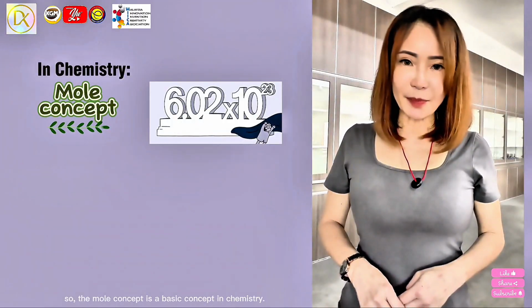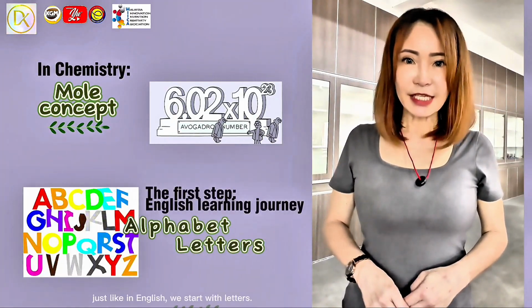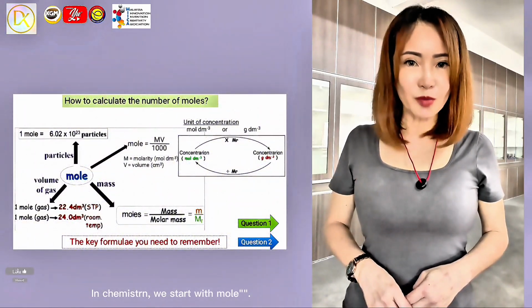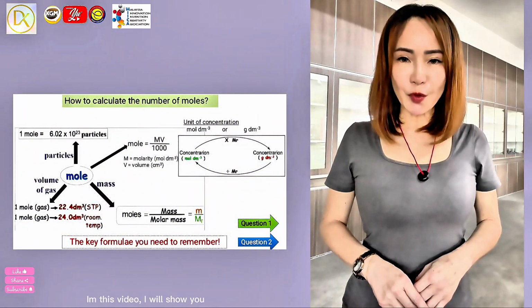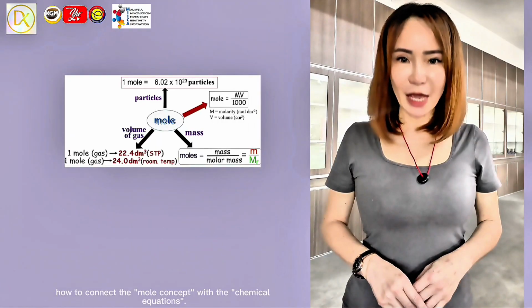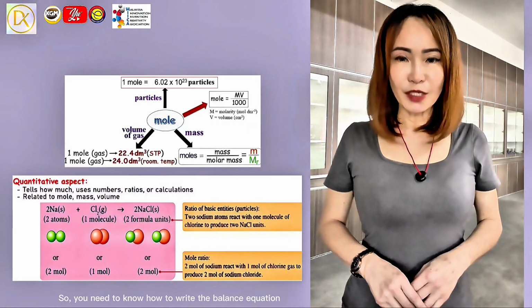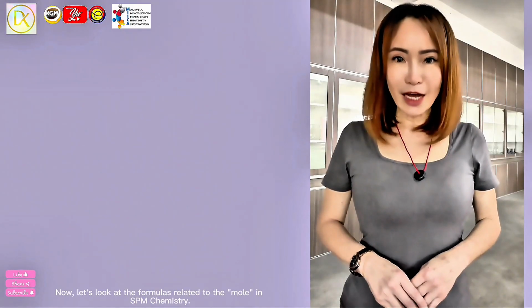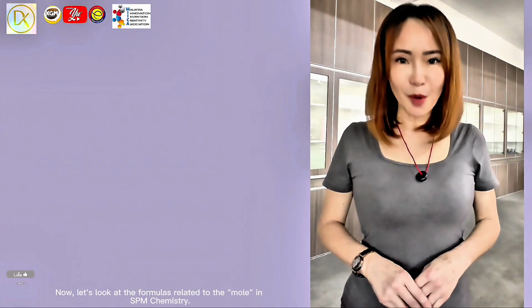So, the mole concept is the basic concept in chemistry. Just like in English, we start with letters. In chemistry, we start with mole. In this video, I will show you how to connect the mole concept with the chemical equations. So, you need to know how to write the balanced equation first. I will use some past year questions. Now, let's look at the formula related to the mole.